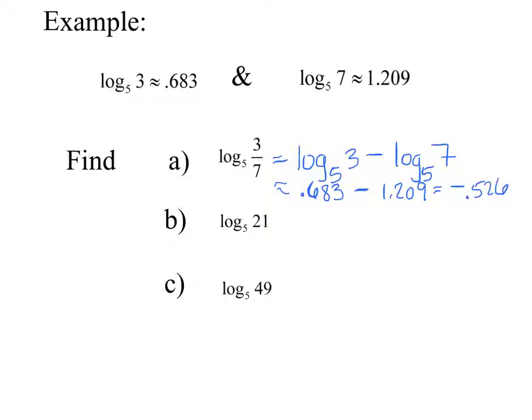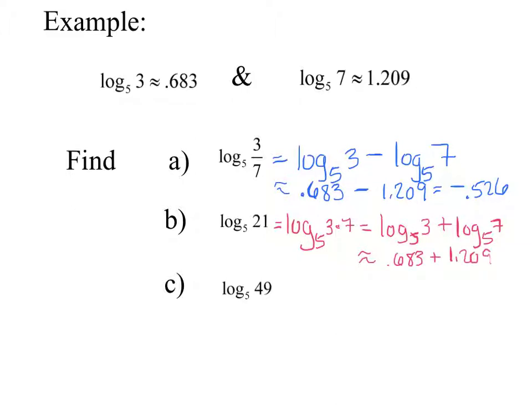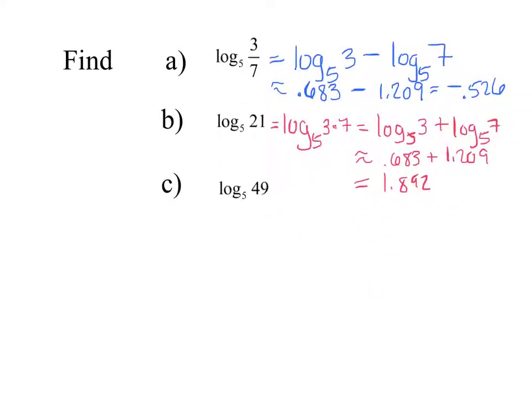Now in this next one, I have log base 5 of 21. Now 21 is not 3 or 7, but I can rewrite 21 as 3 times 7. And so then I can separate that into log base 5 of 3, and the rule says that I can separate that with a plus, log base 5 of 7. So we get log base 5 of 3 is 0.683, plus log base 5 of 7 is 1.209. So we add those together, and I get 1.892.